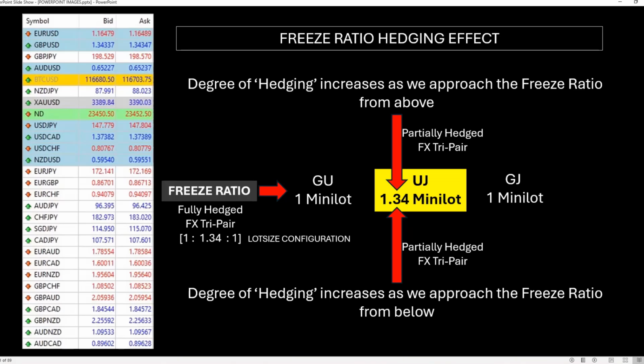The positions engaged in the market by this tri-pair, your profit and loss will be totally frozen. You won't be going anywhere. You won't be going anywhere soon. Regardless of what happens on the GU chart, regardless of what happens on the UJ chart, whatever it is you're doing, regardless of what happens on the GJ, it makes no difference. If it's 1.34, 1, I call this a freeze ratio, you're in trouble.